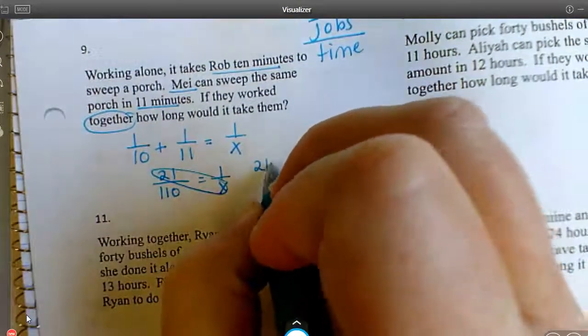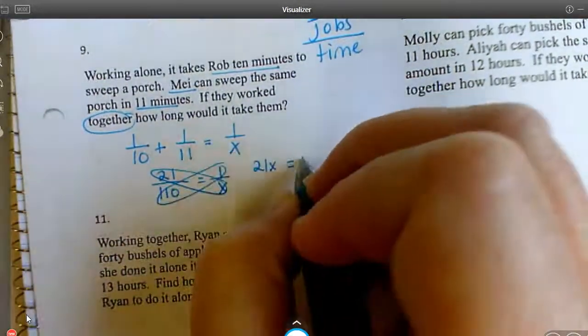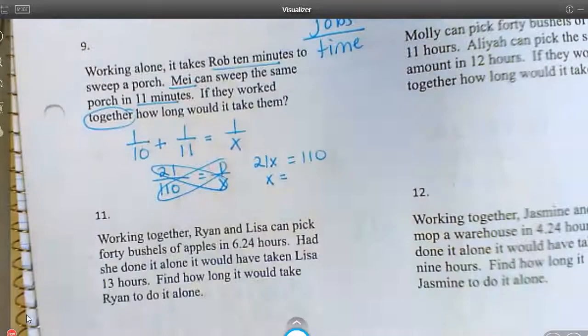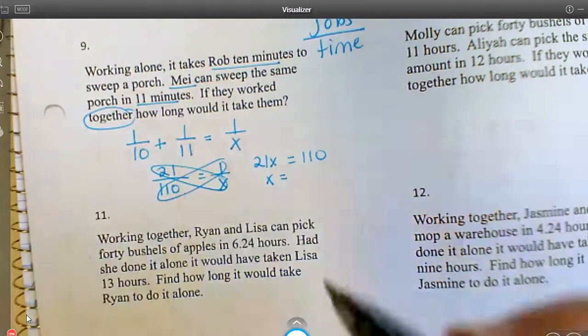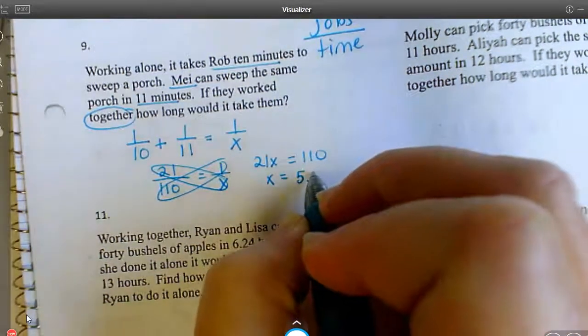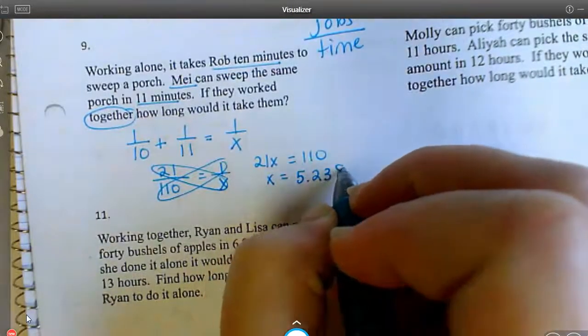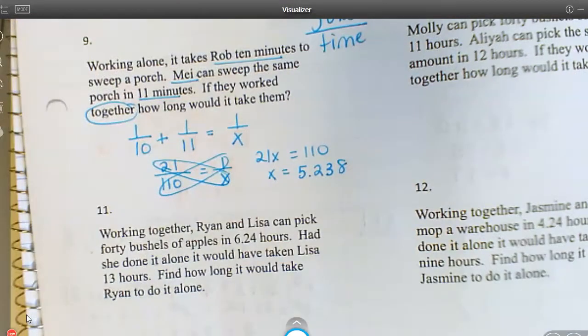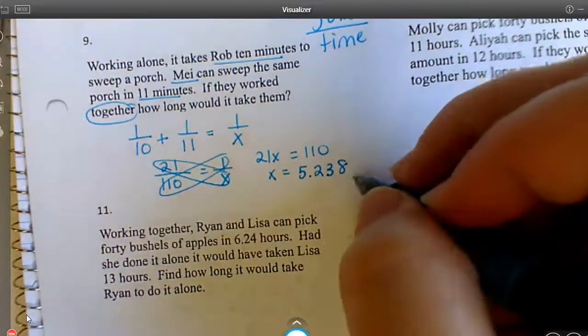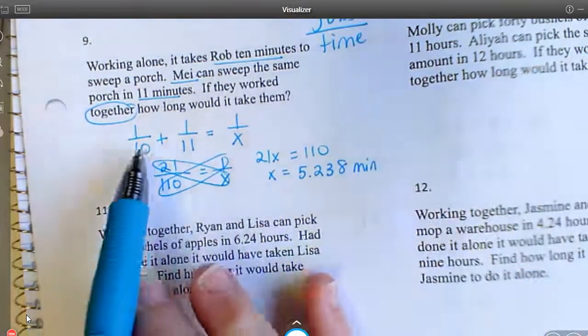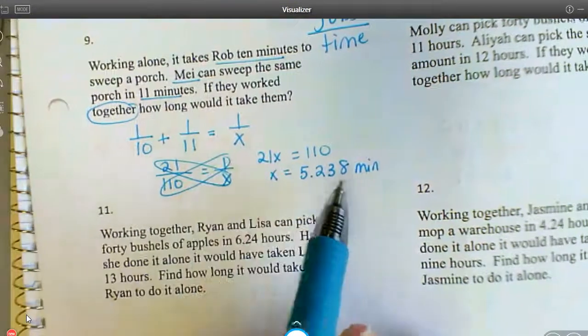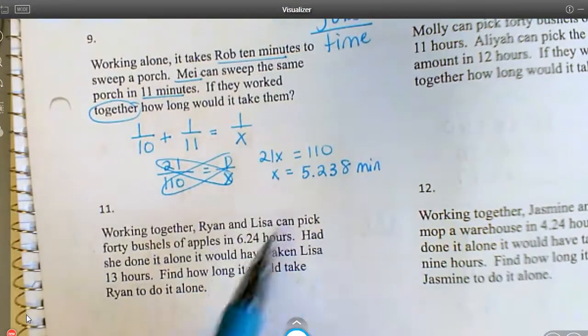So 21x equals 110. And then to solve, you're just going to divide 110 by 21. And you're going to get decimals a lot of times. 5.238 minutes. And that makes sense, because if it takes one of them 10 minutes and the other 11, if they do it together, it should take them a lot less time.